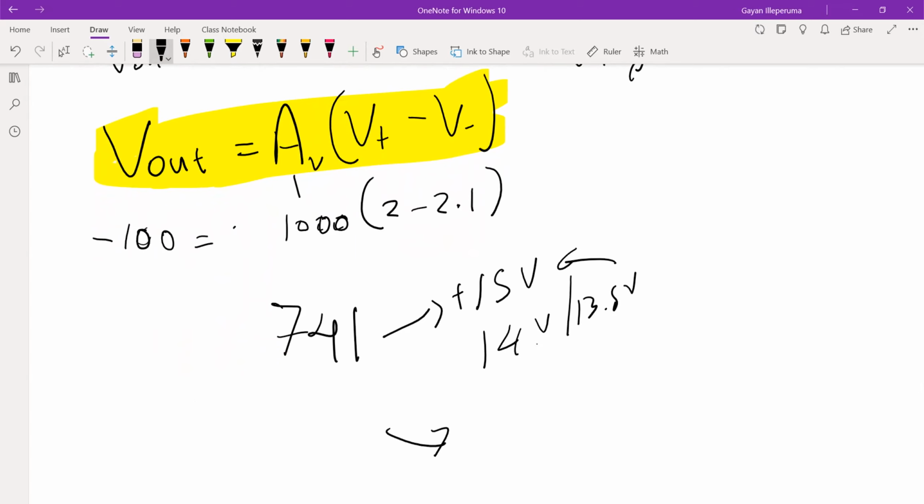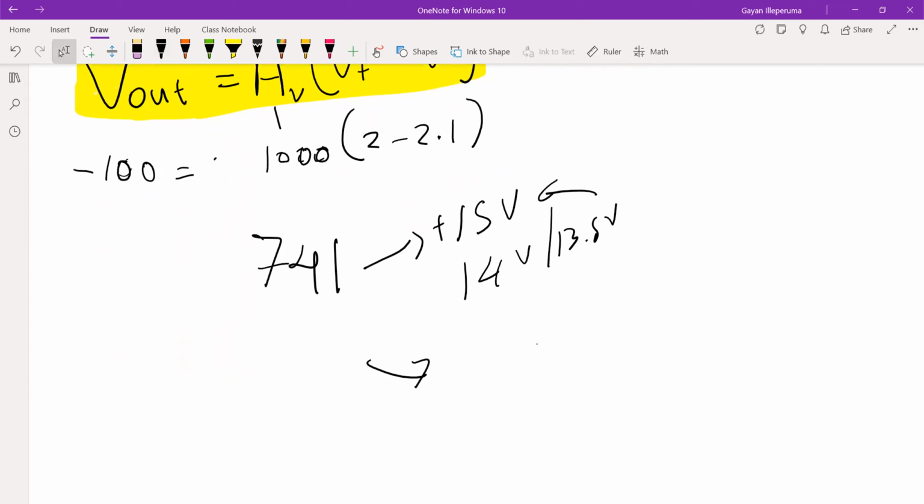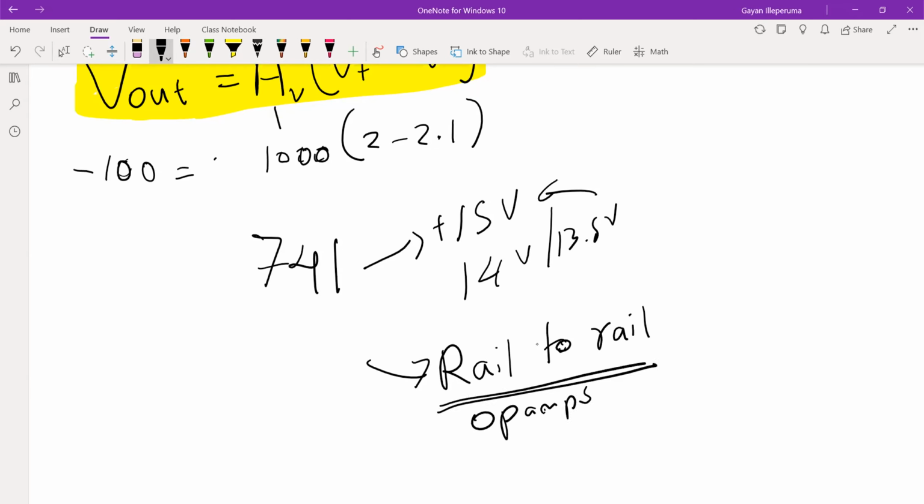Some modern op amps are able to go to the supply voltage level. These are known as rail-to-rail op amps. So if an op amp says rail-to-rail, that means its output can reach the supply voltages.